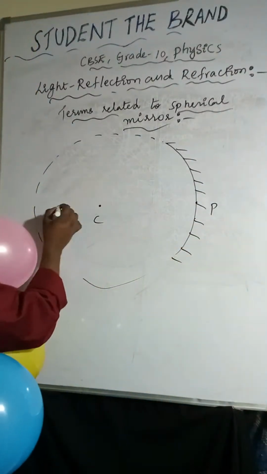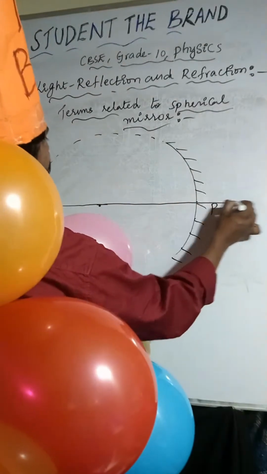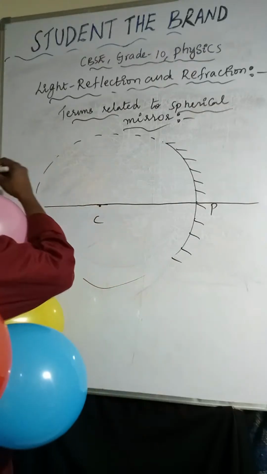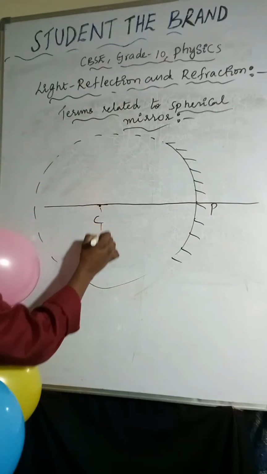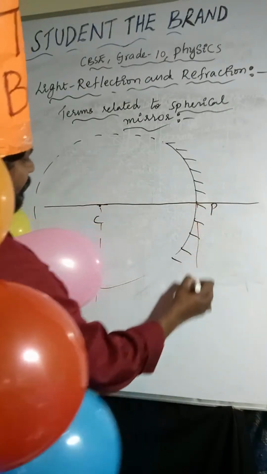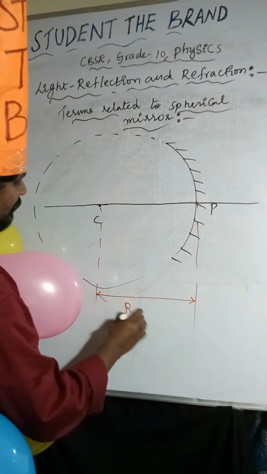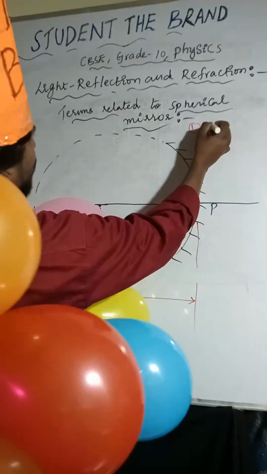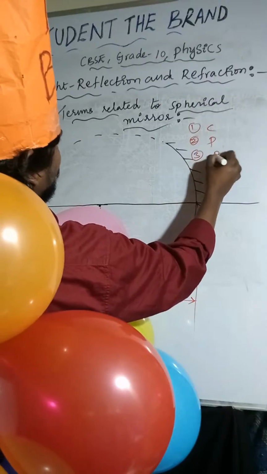The line joining the center of curvature and pole is called the principal axis. And the distance between the center of curvature and pole is called the radius of curvature. Point number 1, center of curvature. Point number 2, pole. Point number 3, radius of curvature.